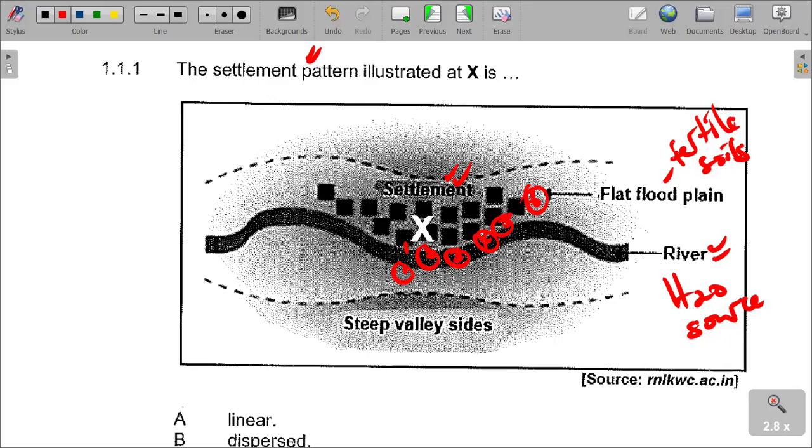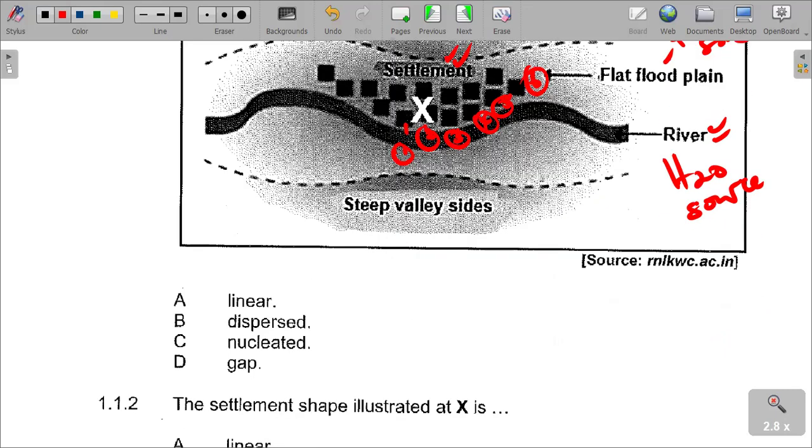Can it be dispersed? Can we say that it is nucleated? Can we say that it is a gap? I'm sure that previously this has also been answered. I've always been telling you students, please don't go to the exam without having a thorough understanding of the question paper, mark allocation, or chapters that would come there.